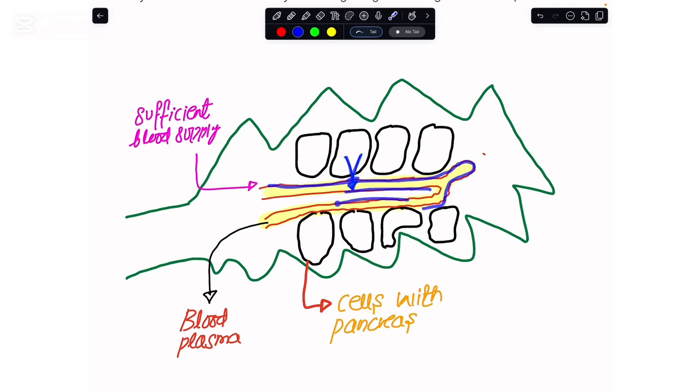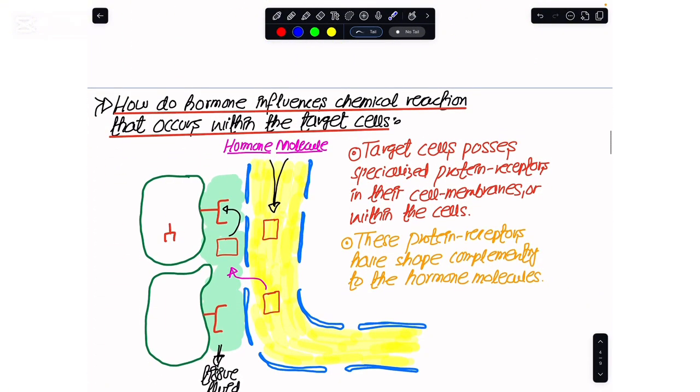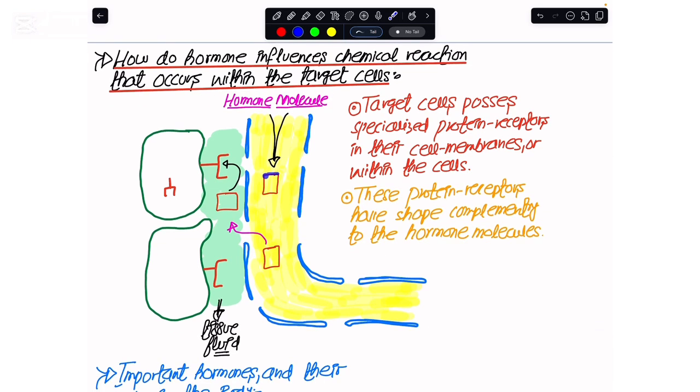And now, once it has come into the bloodstream, it keeps on flowing. And ultimately, when these hormone molecules come toward their target organs, they diffuse out of the blood capillaries, and they come into the tissue fluid that we have in between the blood capillaries and the tissues of my body. And then these hormone molecules, once they are in this tissue fluid, go and bind with the protein receptors. And these protein receptors have a shape complementary to the hormone molecule.